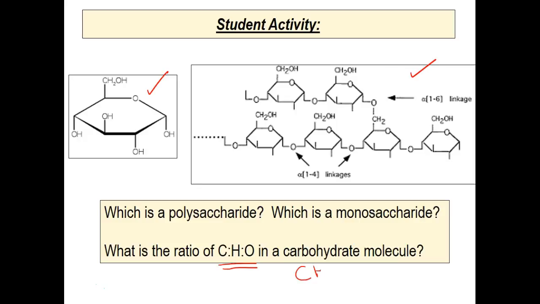Okay, so you should picture this, CH2O. So 2 hydrogens for every carbon and oxygen.